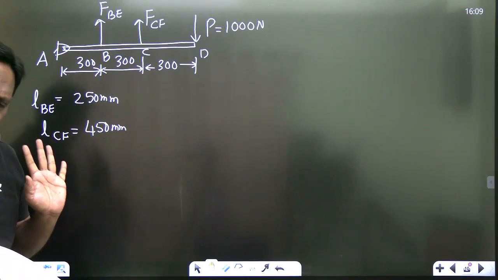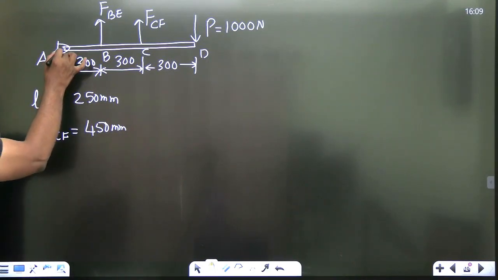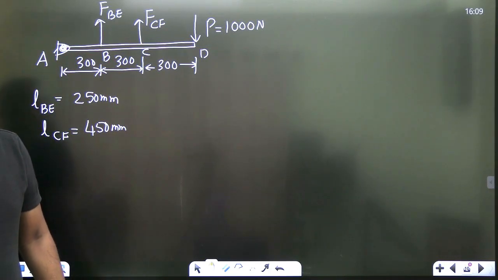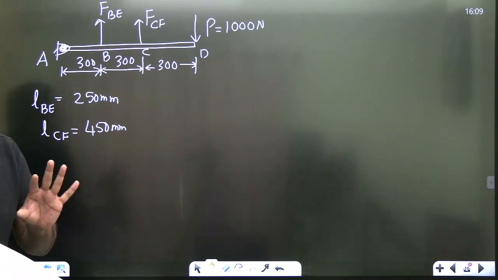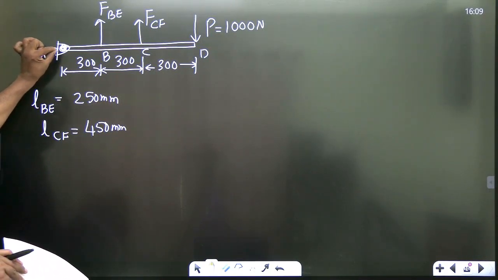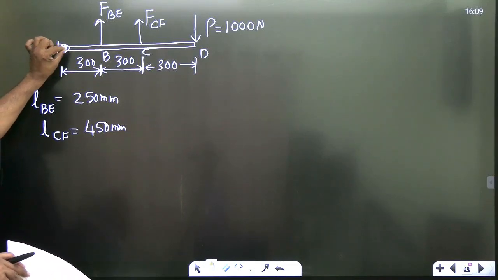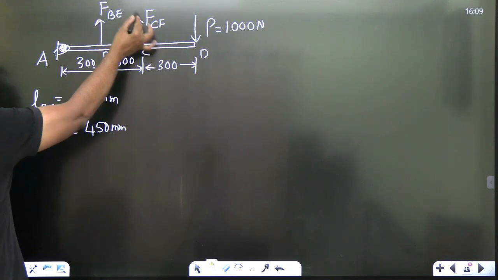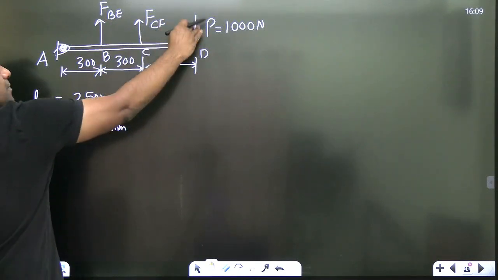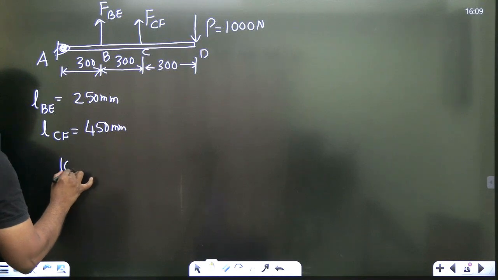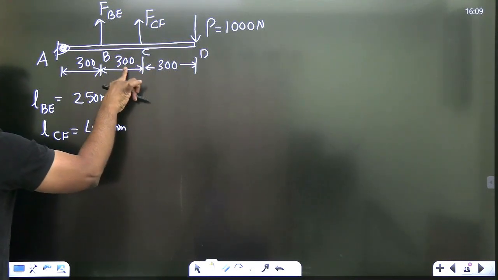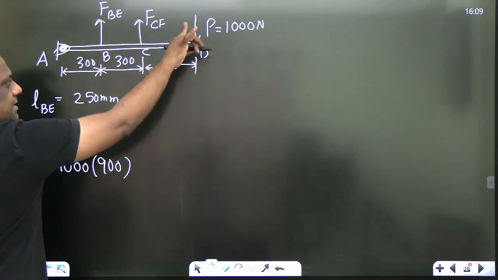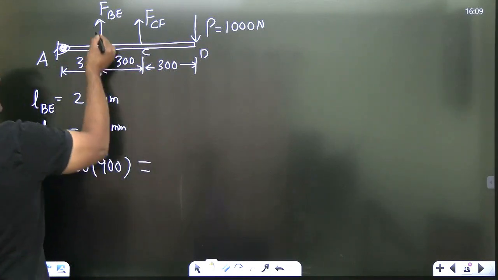Very simple, sir. It is very simple. Take moments about this point, because as the system is in static equilibrium, net moment about any point is zero. For convenience, I will take moments here so that the moments due to reactive forces, these hinge reactions, will vanish, because I am taking moments about this point. So this is causing anticlockwise, this is causing anticlockwise. Total anticlockwise should be equal to total clockwise. So I will write this as 1000 into 300 plus 300 plus 300. It is 900. I have taken this 1000 in Newton.